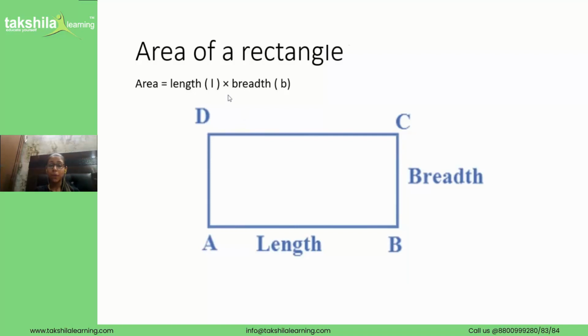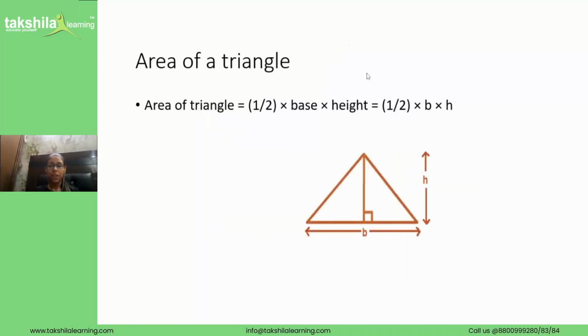Okay, then we have the area of a triangle. Area of a triangle is half into base into height. So you must be thinking, what is the base, right? So here in the figure you can see B written, right? So B means the base of the triangle and H means the height of the triangle. So now the formula becomes half into B into H, which means half into base into height.